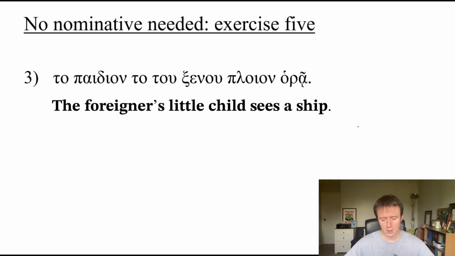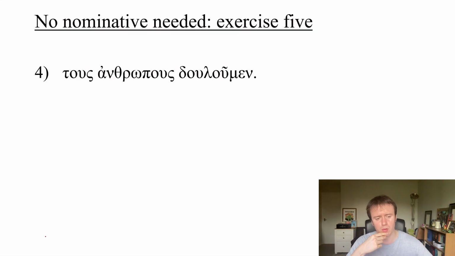However, when we've been translating sentences, every noun in the course so far has had a definite article going with it. And so I expect that you will have translated it in the first of these two ways. However, I just wanted to make it clear that it is possible to read the sentence in this alternative way. It all depends on whether you take the second to as going with ploion or as being a repeated definite article. Number 4 was a short one, and it was tous anthropous douloumen.